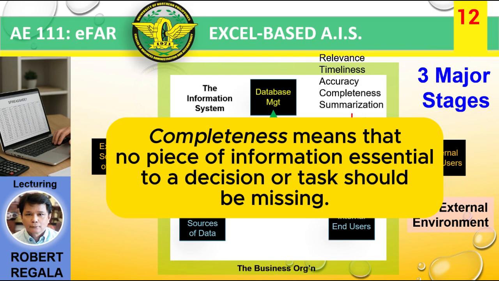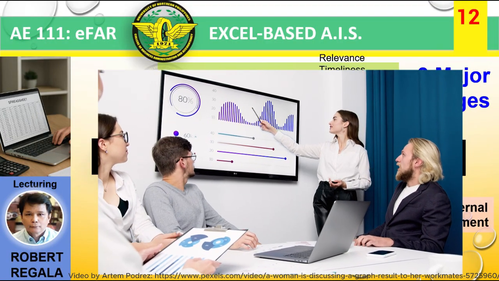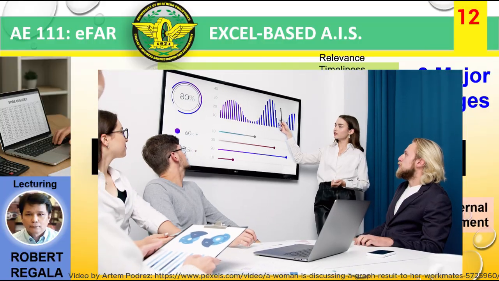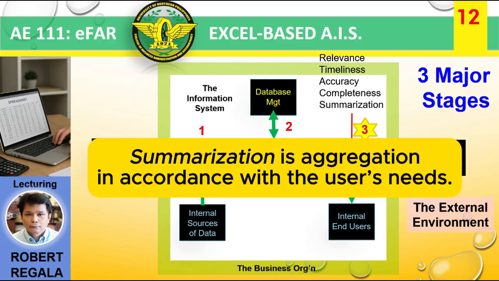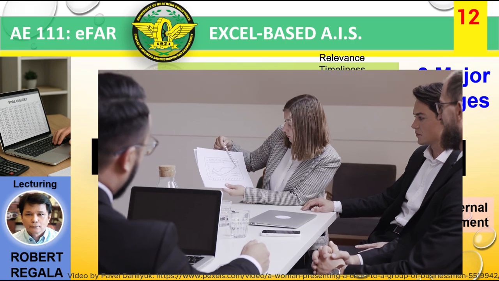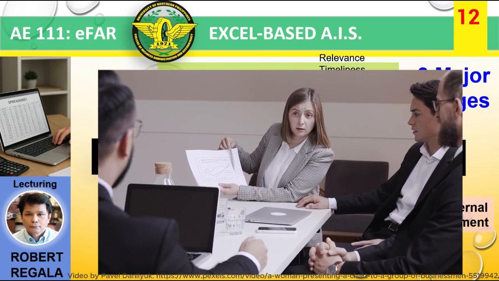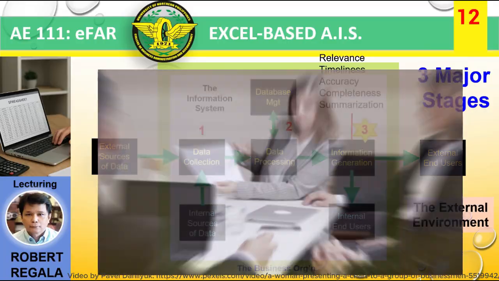Completeness means that no piece of information essential to a decision or task should be missing. For example, a report should provide all necessary calculations and present its message clearly and unambiguously. Summarization is aggregation in accordance with the user's needs. Lower-level managers tend to need information that is highly detailed. As information flows upward through the organization to top management, it becomes more summarized.